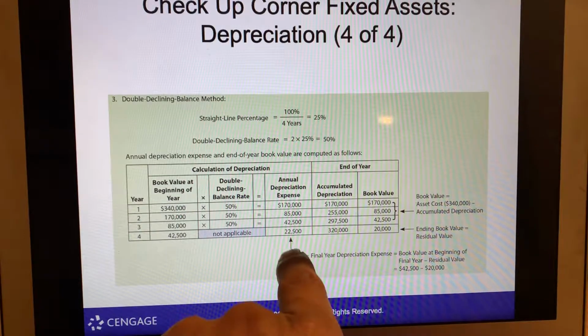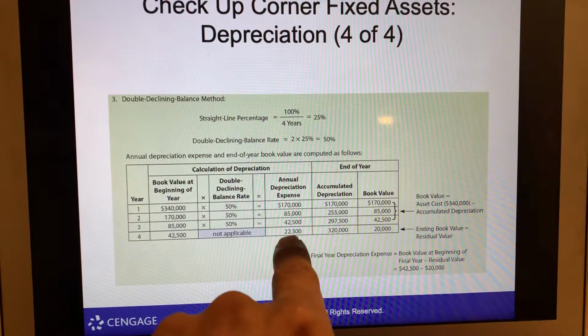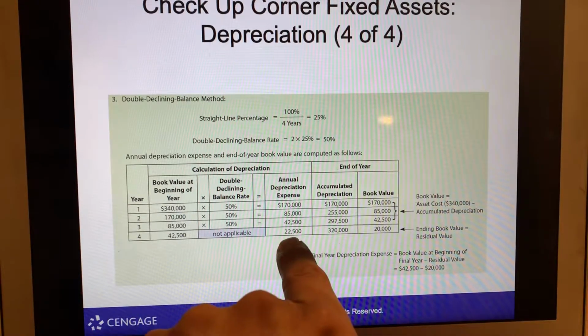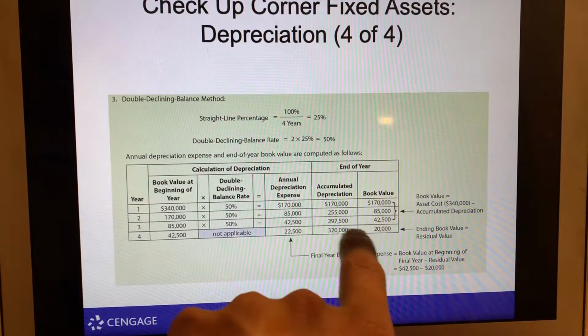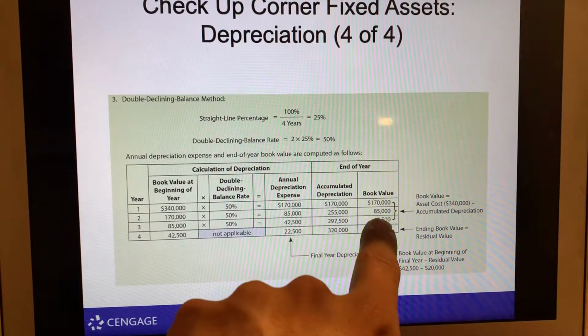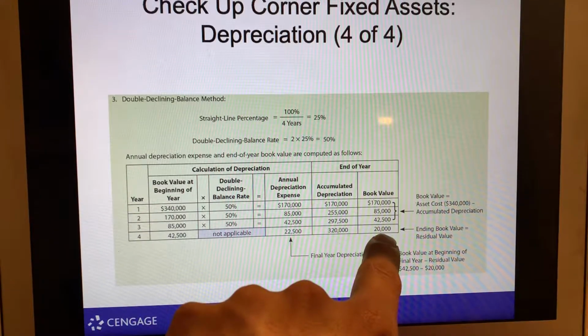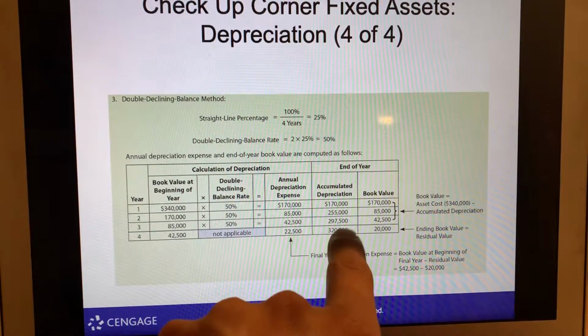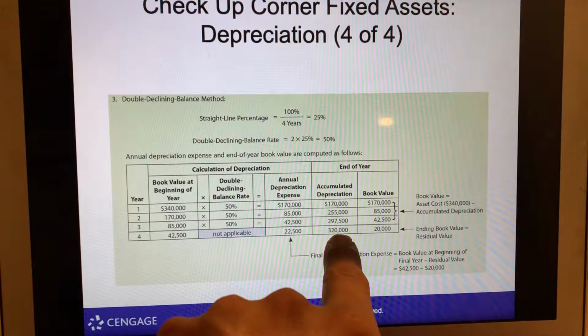Okay, so from there we don't do that. We just take the 22,500 now, which is the difference. All we have to do is get to the 20,000 left over. So we go 42,500 minus 20,000, and we get 22,500. Okay, so then we're fully depreciated at $320,000.